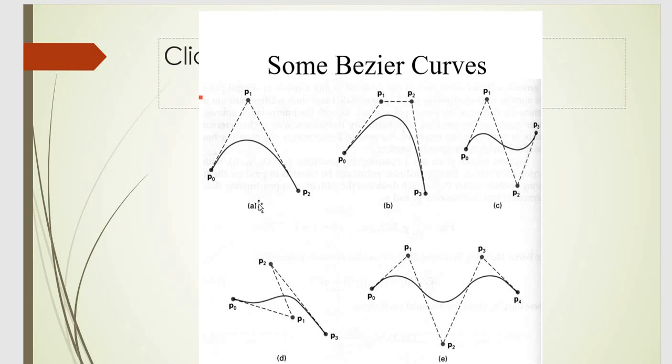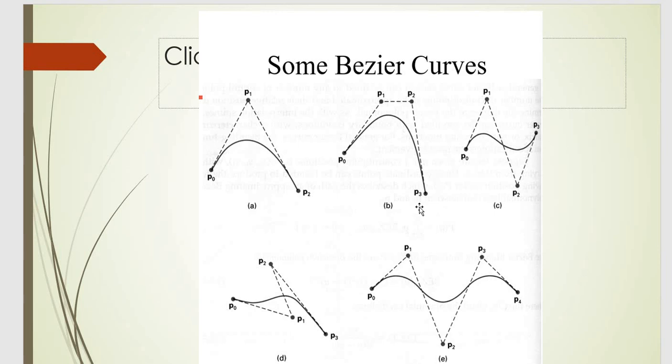So my case 1, or figure A, is the quadratic curve. Now we will see the second one. How many control points are there? P0, P1, P2, P3. Four control points are there. So this is nothing but my cubic curve.